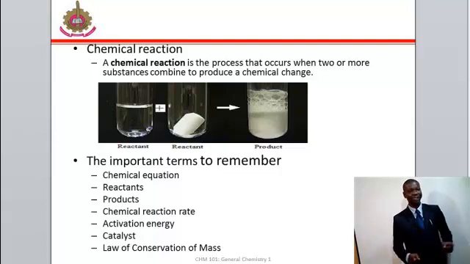So any substance that will alter the rate of a chemical reaction can be referred to as a catalyst, but it does not participate in the reaction. That is, we can recover it at the end of the reaction.